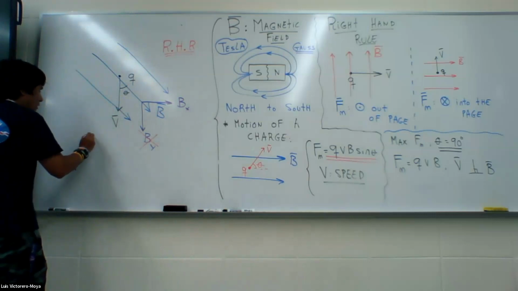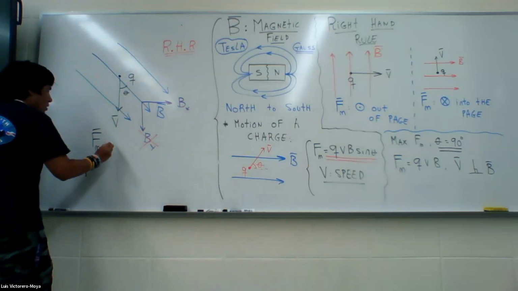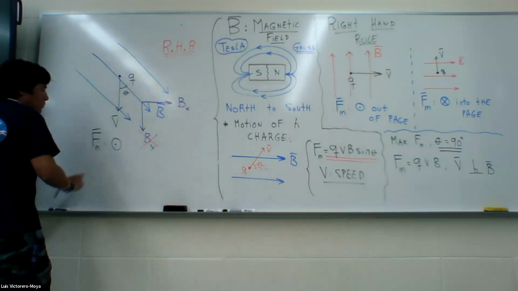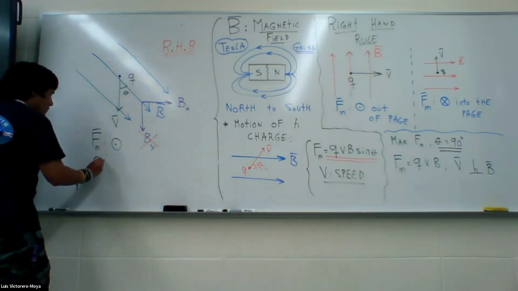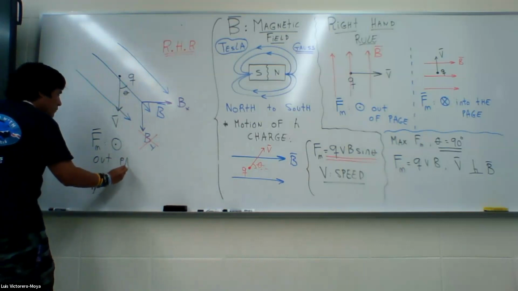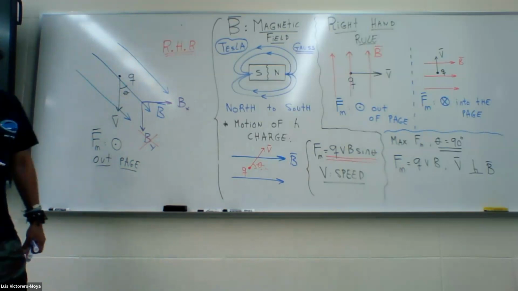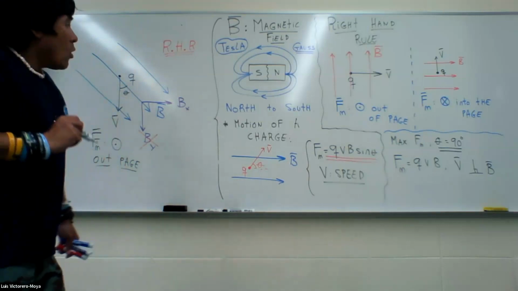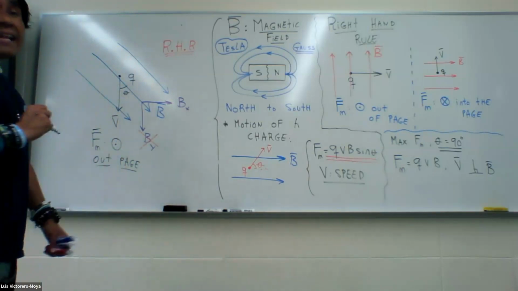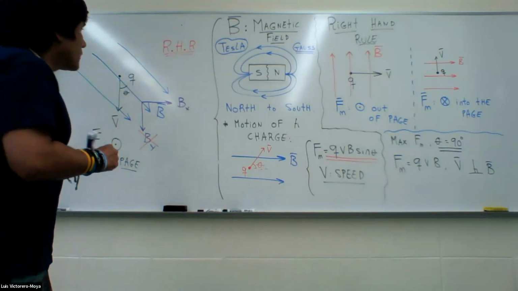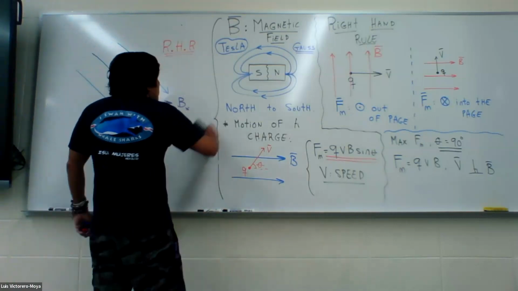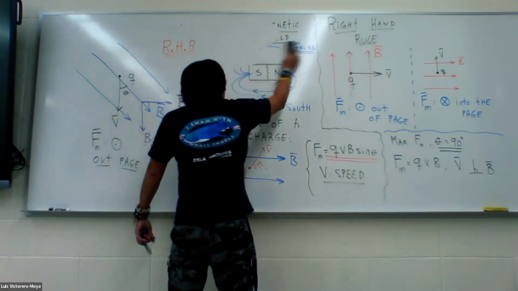So here we have the magnetic force out of the page, like that. All right. That's the first right-hand rule. Now, what happens if the charge is negative? Well, let's show you that. Here's another example.